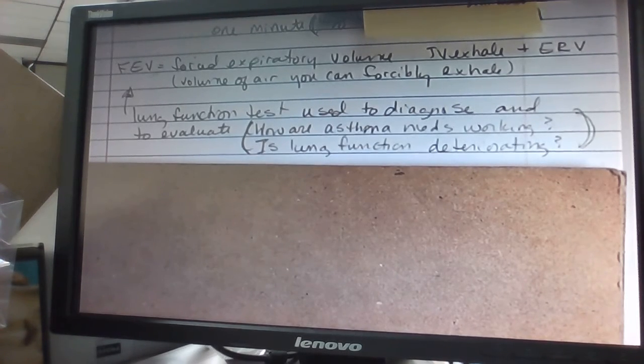Is lung function deteriorating? So if you have cancer, cystic fibrosis, COPD, something that's damaging the tissue of your lungs, you might be having an FEV test to see where you're at, and how do you need to go on from here? What's the prognosis? How do we need to change your treatment?